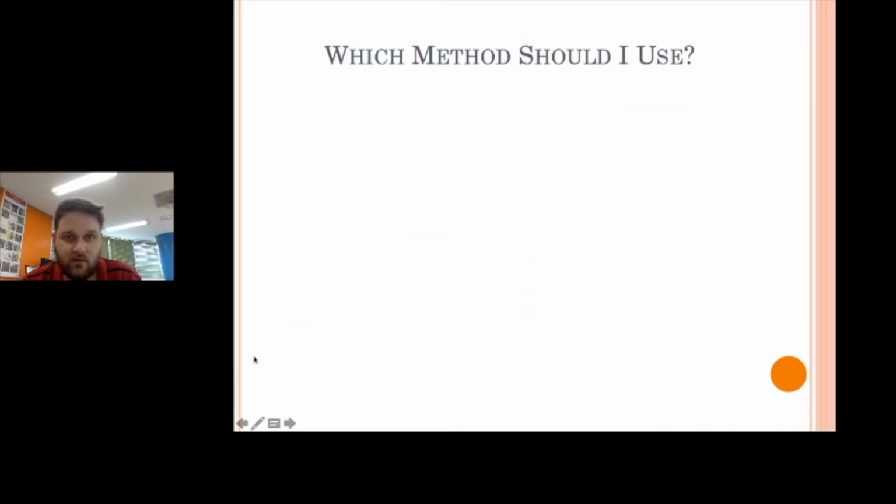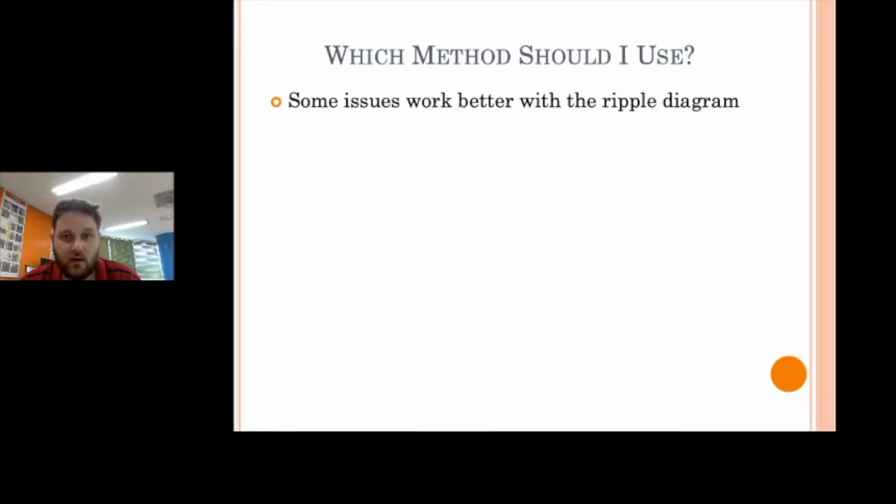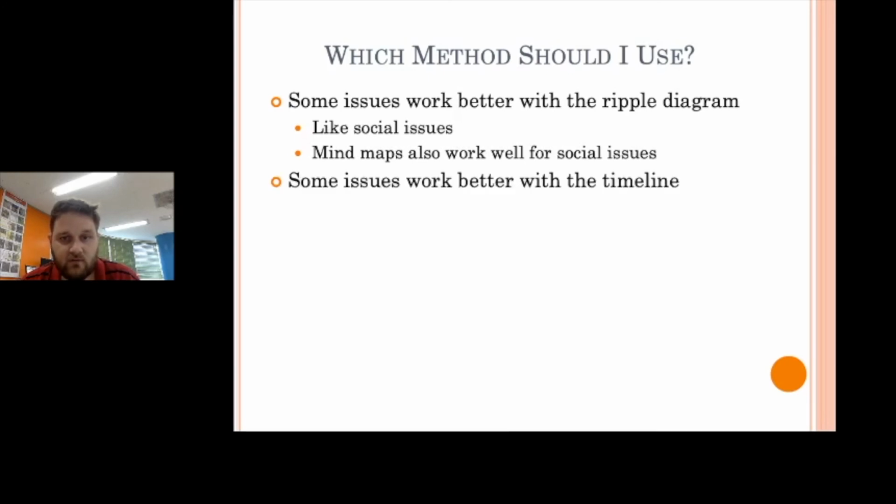So yeah, I always get this question: teacher, which method should I use? The short answer is whichever one you want, whichever one fits best. Some issues work better with a ripple diagram. For social issues, I strongly recommend that one. Mind maps also work well for social issues.